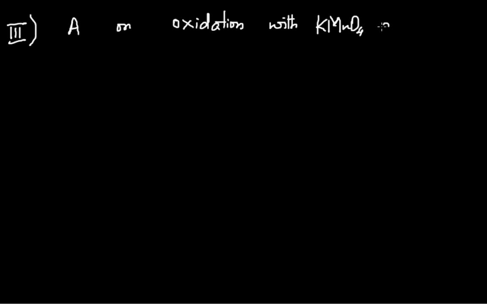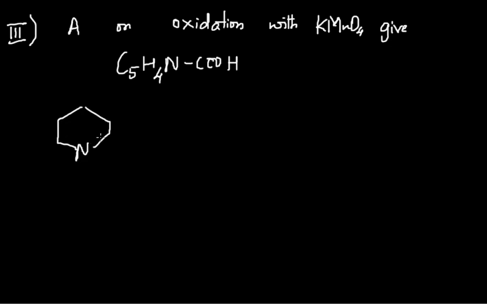Point 3, A on oxidation with potassium permanganate KMnO4 gives a pyridine carboxylic acid whose formula is C5H4NCOOH. So this is your pyridine carboxylic acid. There are three isomers of this.